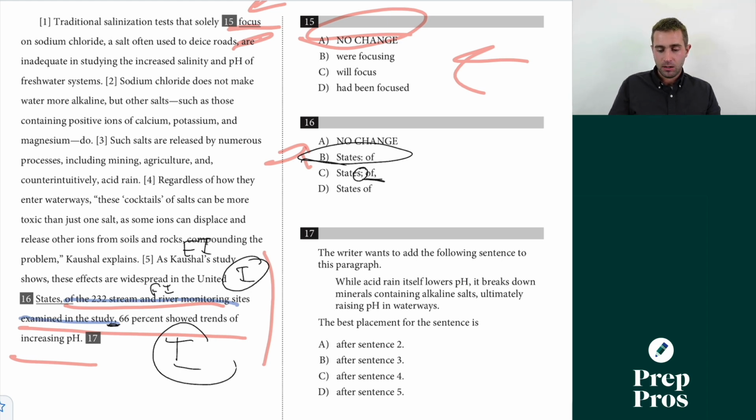Now 16 here, this is a great example of a logical placement question, which is a little bit easier because there's a very specific transition that gives away where it has to be placed. While acid rain itself lowers pH, it breaks down minerals containing alkaline salts, ultimately raising pH in the waterways. As we're looking at this one, this is the first thing I immediately start to look for. And I only see acid rain talked about somewhere. So acid rain is going to have to be talked about in the preceding sentence for this to make any sense. That's how I can tell that B is my correct answer there.